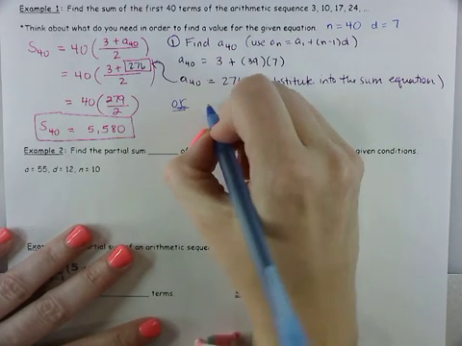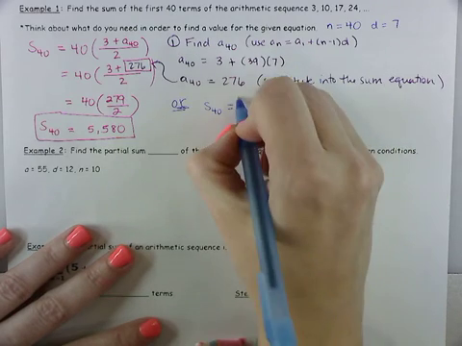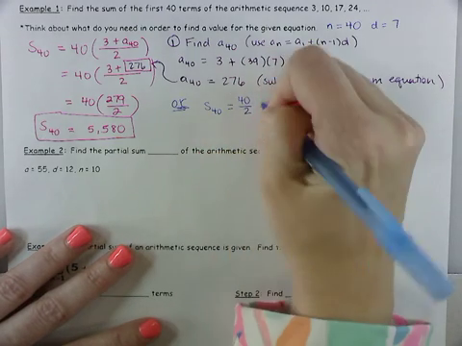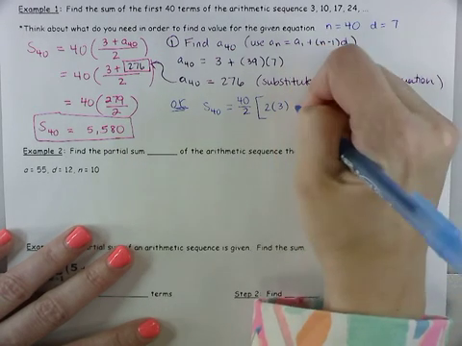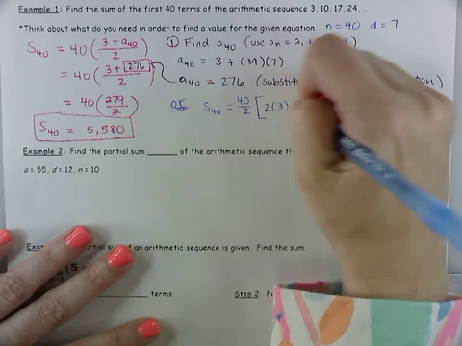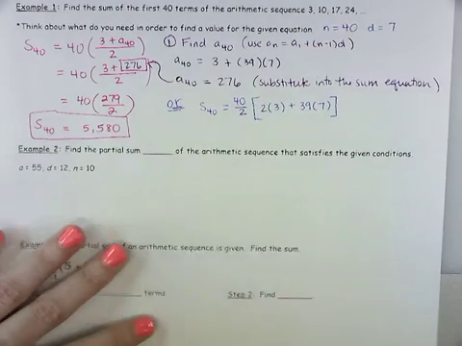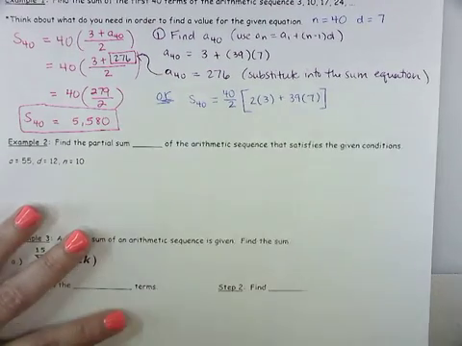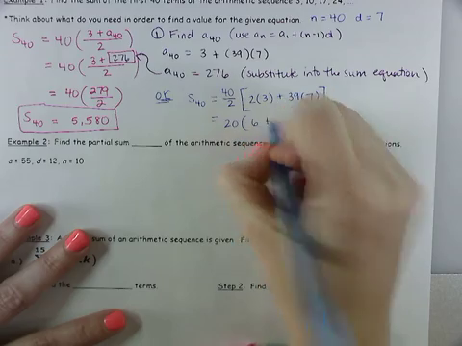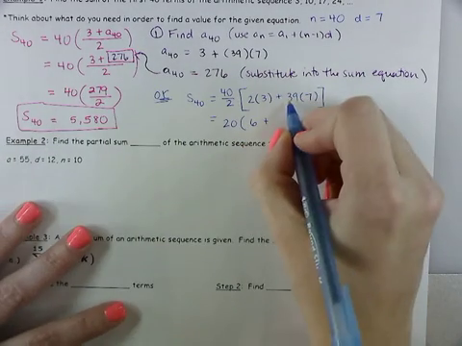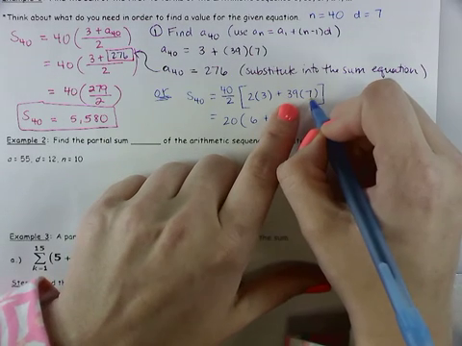So the second equation is n over 2, so 40 over 2, 2 times a sub 1, so our a sub 1 is 3, plus 39 times 7, and then Hayden, will you do 39 times 7 for me? Actually, 3 times 7 is what? I'll show you how you guys can do it without your calculator.